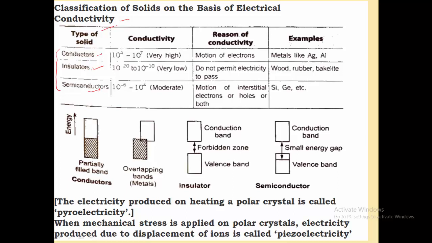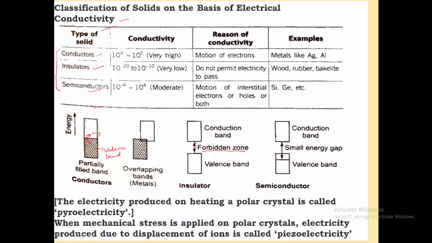And this variation in the conductivity of solids can be explained on the basis of valence band theory, or simply band theory. Here there are two bands, valence band and conduction band. Here you can see, these are separated by a certain energy difference, that is the forbidden zone. In case of conductors there is no forbidden gap or energy gap. The electrons can easily move into the conduction band and conduct electricity.